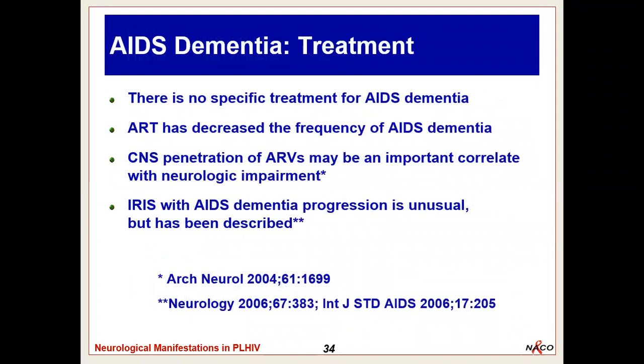As we talked about, there is no specific treatment that we have for AIDS dementia, and ART has been showing an effect, and it has decreased the frequency of AIDS dementia over the period of time. We have also seen decreased reporting, because the CNS penetration of ARVs is really important to give that much effect and make sure that the dementia is prevented. Next slide, please.